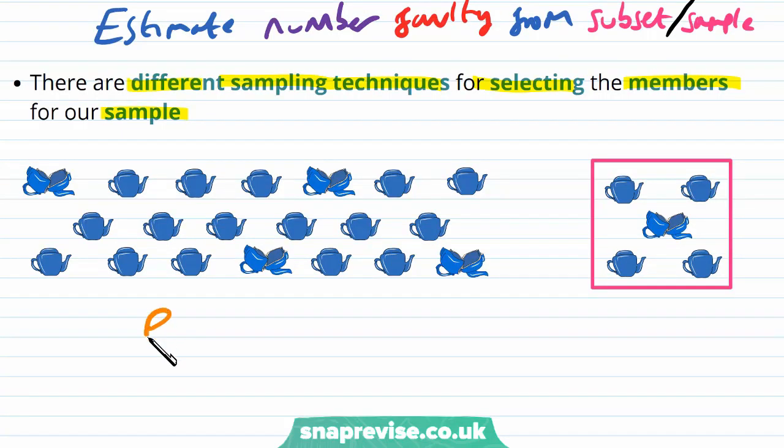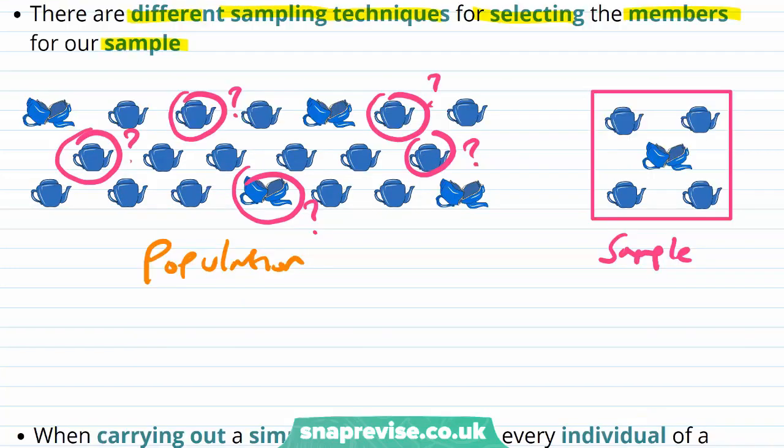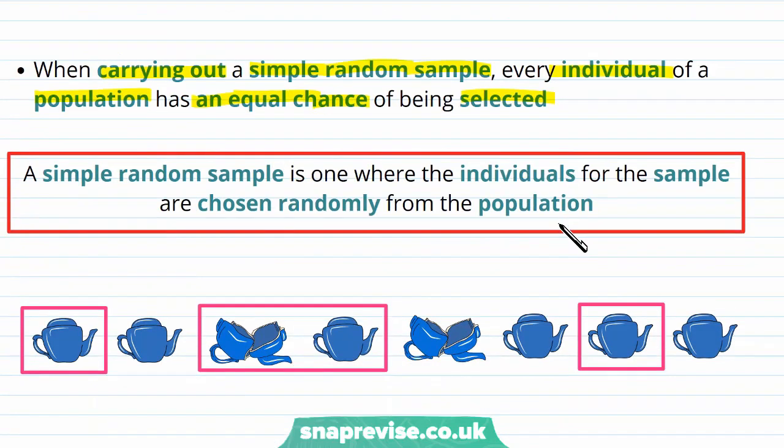We could take our entire population, and how we pick our members for our sample, say this member, this member, this member, this member, and this member, depends on which technique we use to pick the sample. So whether we actually get these members or not depends on the technique. The question remains, how should we select the sample from the population? When carrying out a simple random sample, every individual of a population has an equal chance of being selected. A simple random sample is one where the individuals for the sample are chosen randomly from the population.